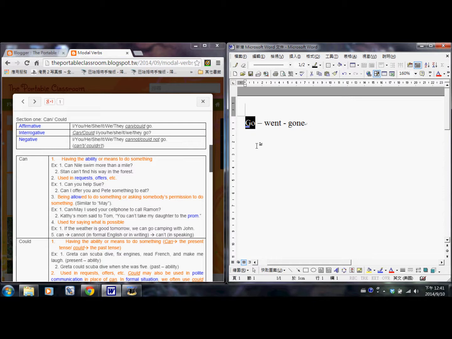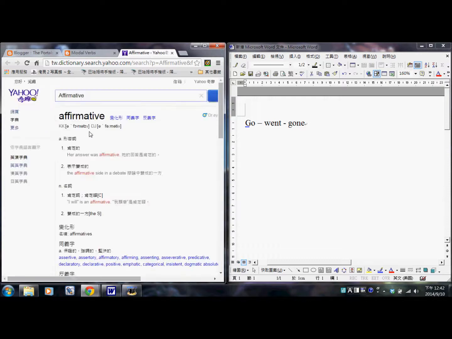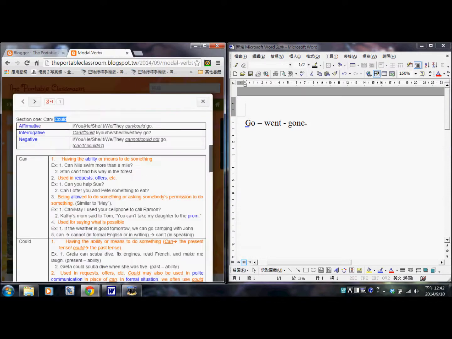So remember, we always use modal verbs like can, like the ones we're going to learn today, can and could, with root verbs. So first, let's talk about the forms of can and could. Affirmative. Affirmative just means yes. If you're not sure about the meaning, you can click the link and you would know the meaning of the word. Affirmative means yes. So you can say that I can do something, you can do something, he could do something.